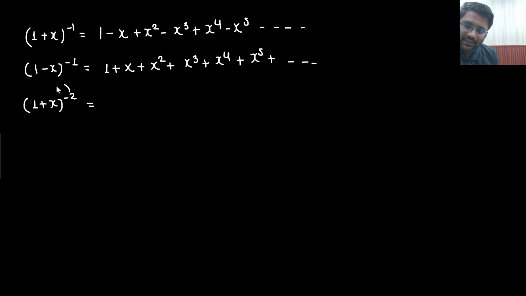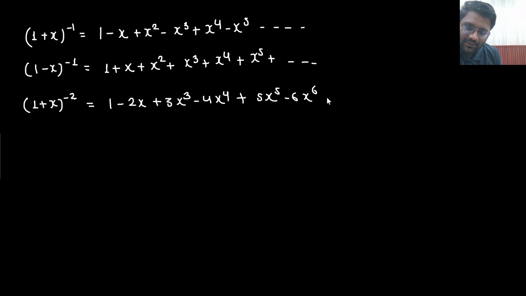What will you do? This minus 2 comes inside. So 1 minus 2x. Plus minus will be followed: first plus and then minus, then again plus, then again minus, then again plus, then again minus.